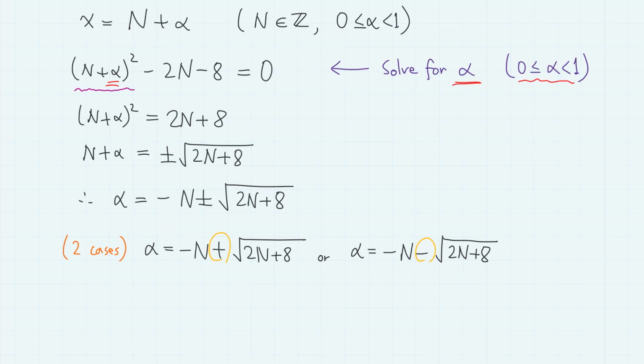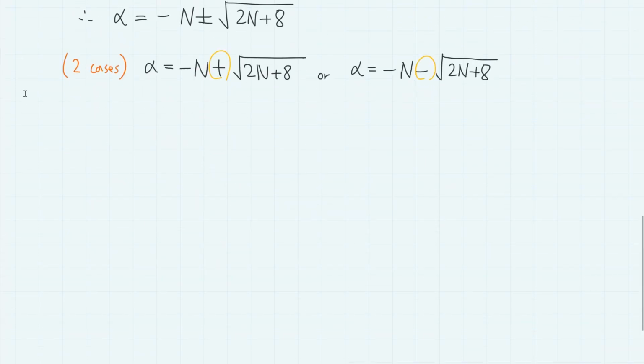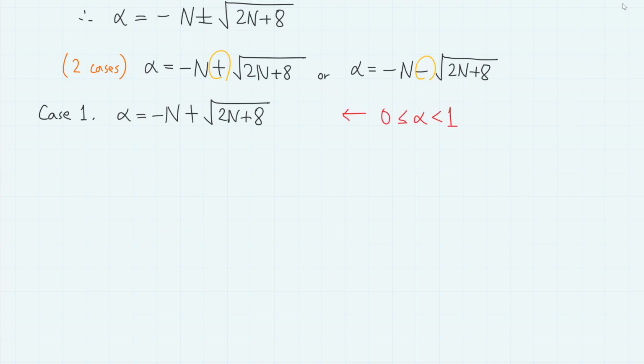Let's examine each case. First, when alpha equals minus n plus square root of 2n plus 8. Now it's time to use the range condition that alpha is greater than or equal to 0 and less than 1. So we have minus n plus square root of 2n plus 8 is greater than or equal to 0 and less than 1. Here we have two inequalities, so let's tackle them one by one.